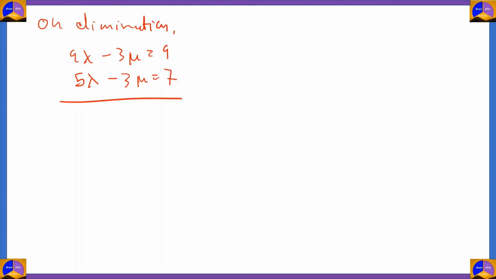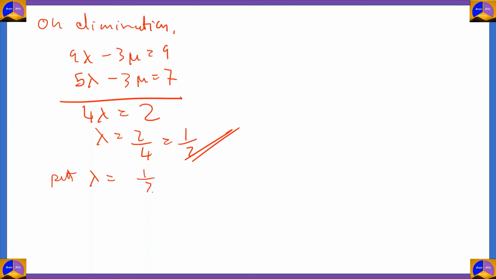So on elimination, that will be 9 lambda minus 3 mu is equal to 9, and 5 lambda minus 3 mu is equal to 7. So that gives us 4 lambda is equal to 2. And lambda will be 2 by 4, which is equal to 1 by 2. So now put lambda is equal to 1 by 2 in equation 4.